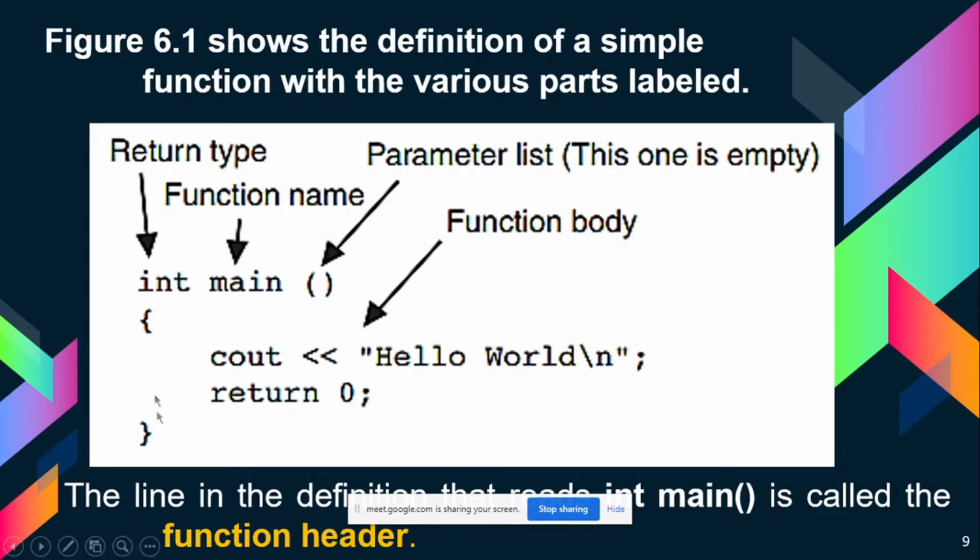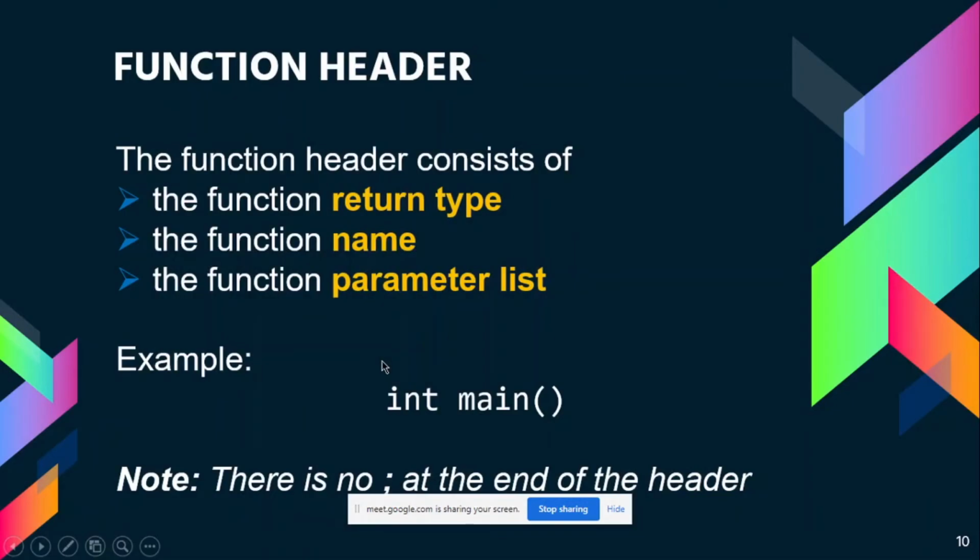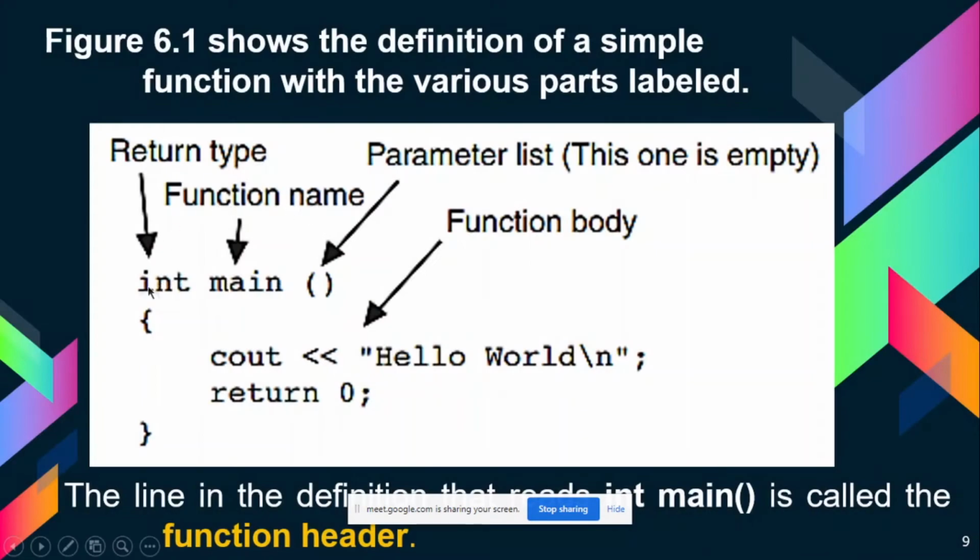And then, this is the function body. There's an opening bracket and a closing bracket, and what's inside is the function body. Whatever is inside is what will execute, and that's what we'll see in the output. So, this is the function header, and this is the function body. The function header is int main, then parentheses, and the function body holds the hello world and the return 0.